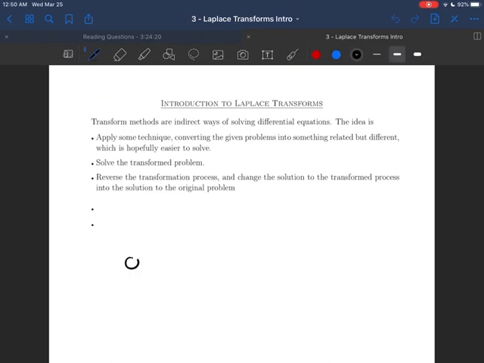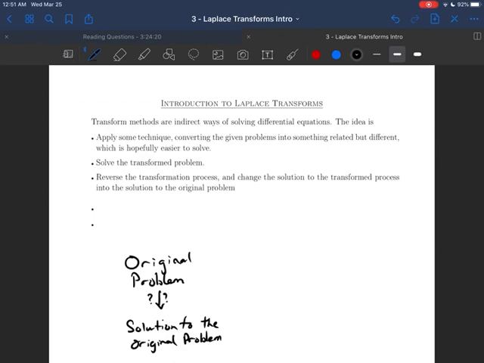We can start with an original problem, and we want to get to a solution to this problem. So solution to the original problem. But for whatever reason, this is challenging. We don't know exactly how to get from the problem to the solution. So we're going to take a side road here.